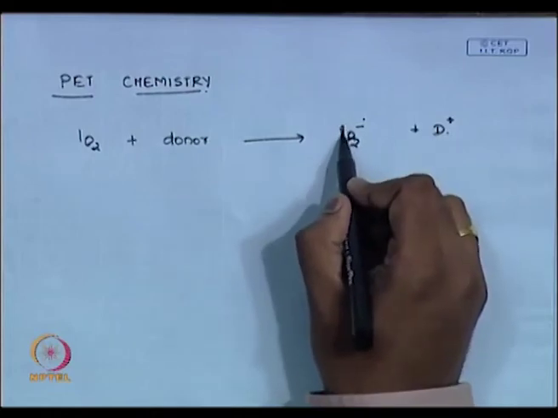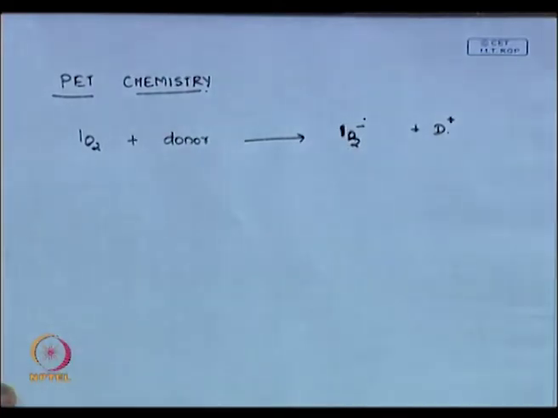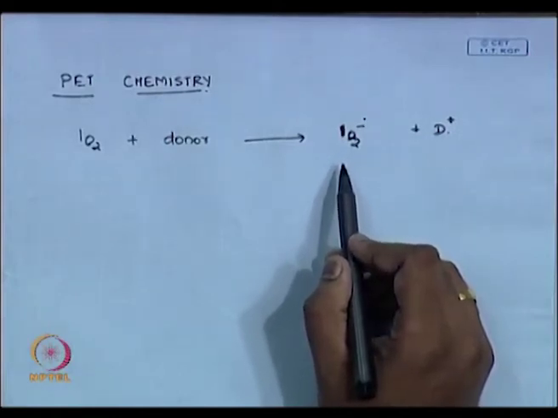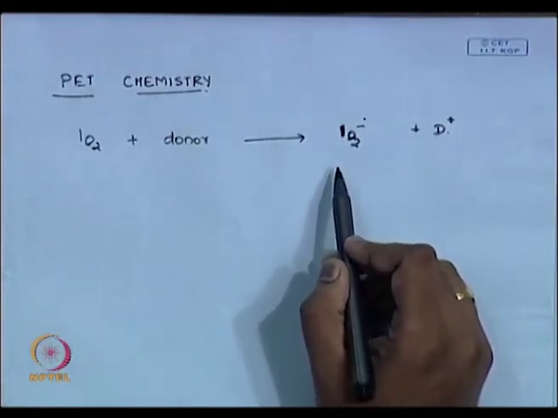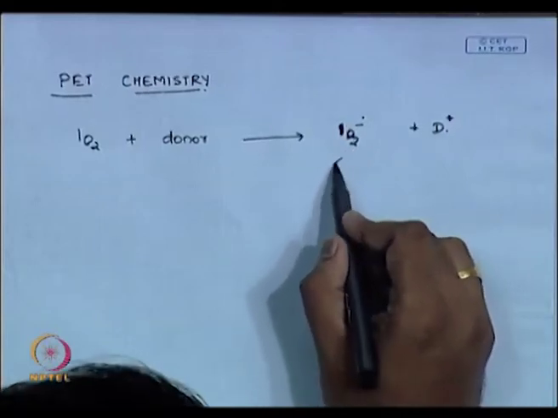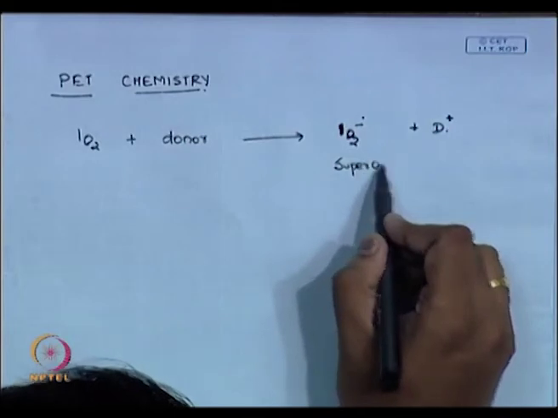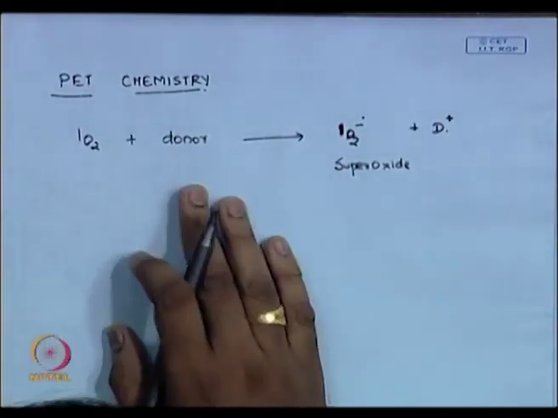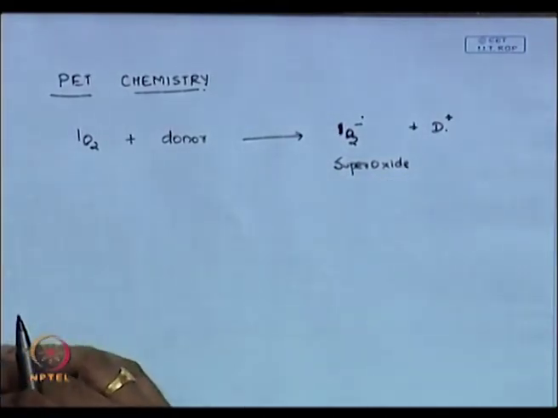Let me just take this out, this one, O2. What do you call this? Very famous compound. Yeah, this is superoxide, a highly reactive species. You take singlet oxygen plus your donor, you get your superoxide.